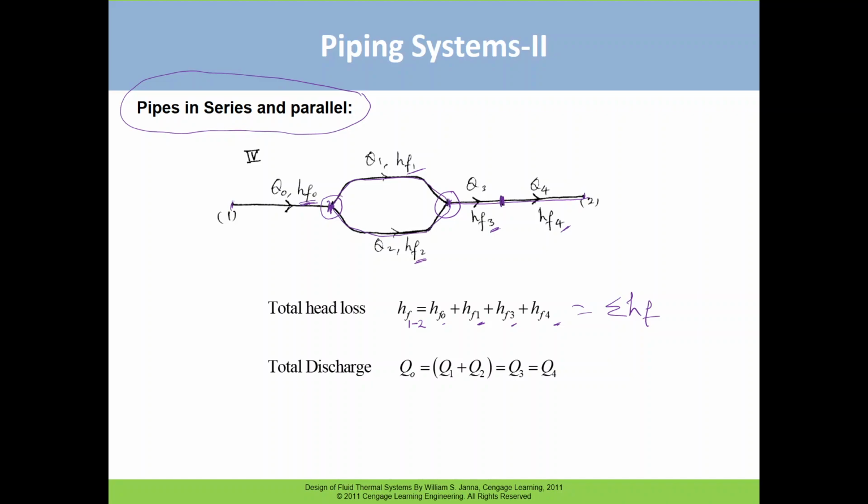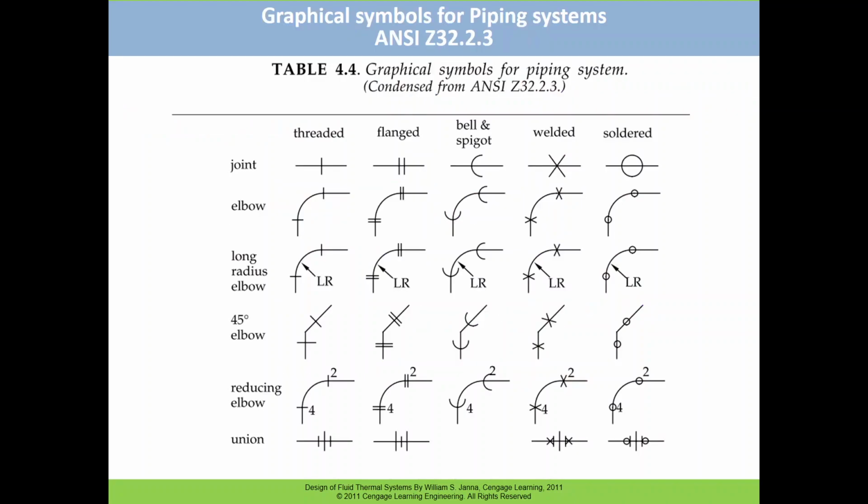What about the discharge? The discharge coming here is Q naught, which is bifurcated into two, Q1 and Q2. Remember here that the discharge need not be the same. It is not necessarily the same. It could be the same. Because it is bifurcated, Q naught equals Q1 plus Q2, and again it is joined together, making it Q3, which is equal to Q4. So these kinds of balances you need to know about the network.